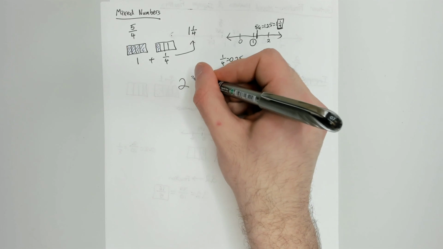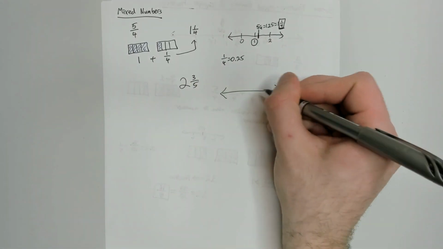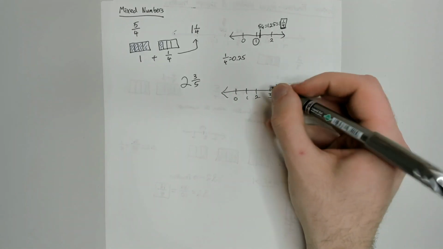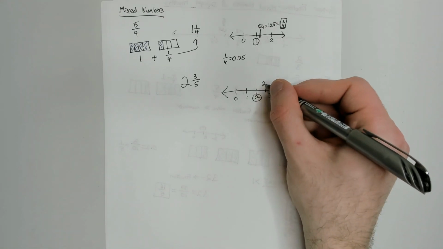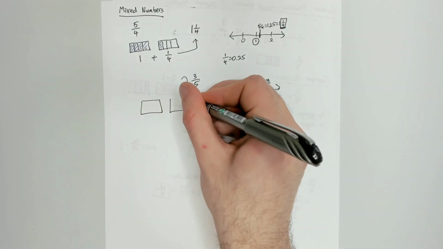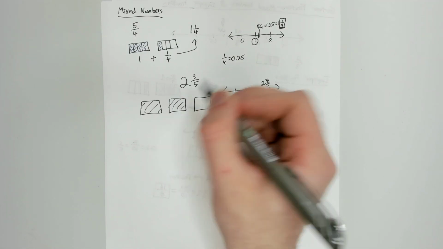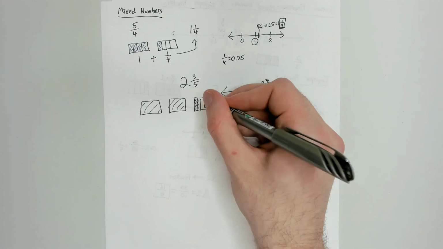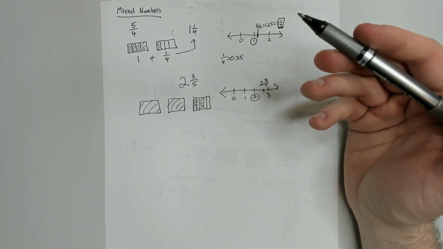So we could have 2 and 3/5. That would be a valid mixed number. What that means is we've essentially gone to 2, and then we go 3/5 of the way to 3. So that would be 2 and 3/5. Or we could think about it as we have 3 rectangles here, 2 of them are shaded in, and then the last one is split up into 5 pieces. 3 of those pieces are shaded in.